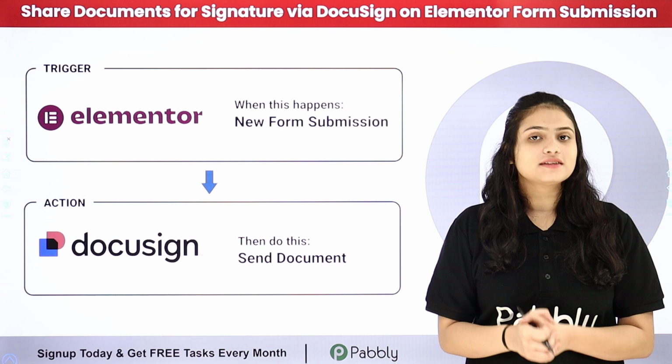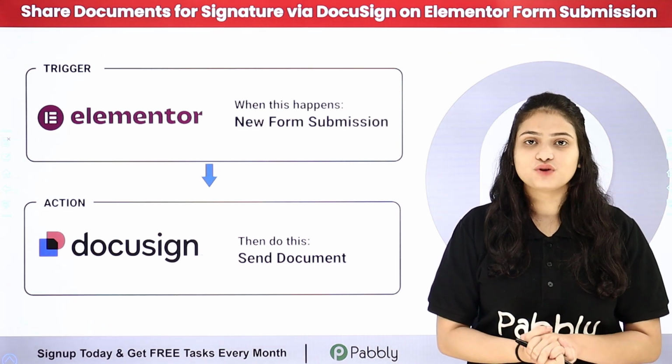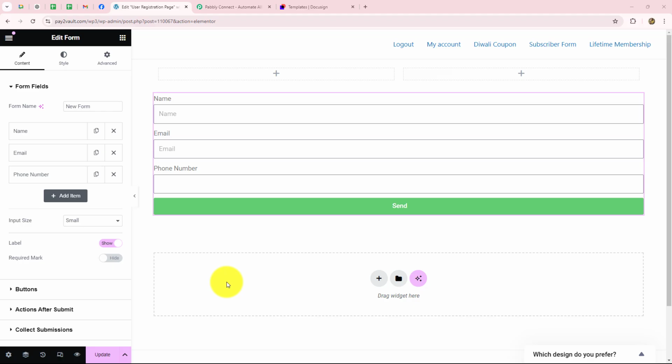So if you also want to learn this amazing automation step by step, for that you have to come towards my screen. Welcome to my screen everyone. In this video, we are going to learn how we can automatically send DocuSign documents for e-signatures to our clients or customers whenever they submit the Elementor form.